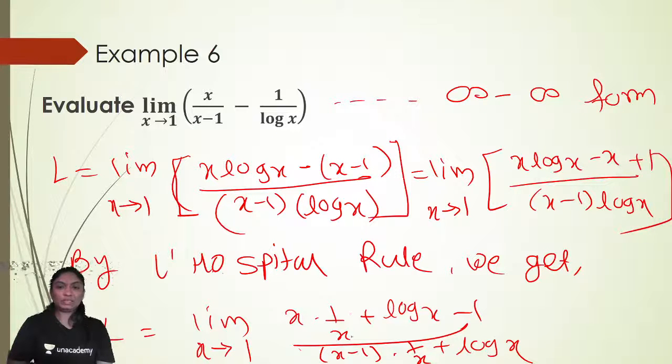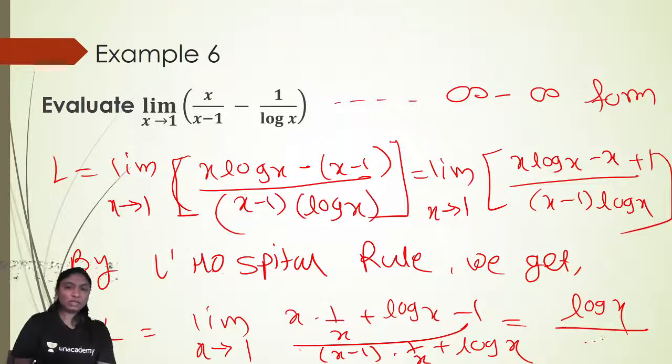The plus 1 minus 1 cancel out. So log x upon, here is 1 upon x. So 1 minus 1, 0, and log 1, 0. Log 1, 0. Again here is 0 upon 0 form. Right? Here is only log x and here is 1 upon x.